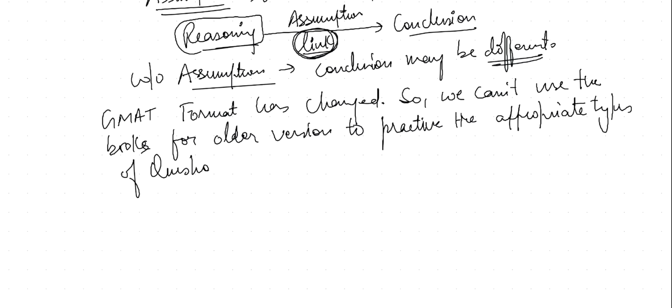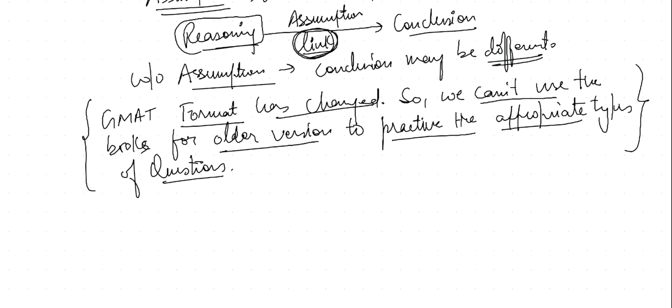Okay, let's say this is the argument. GMAT format has changed. So we all know we are dealing with Focus Edition right now. The older version has been retired. So GMAT format has changed, so we cannot use the books for the older version to practice the right set of questions. Okay. What is the assumption required here?